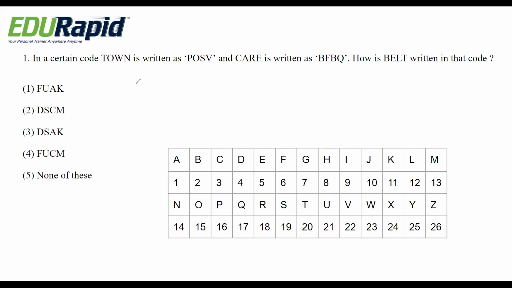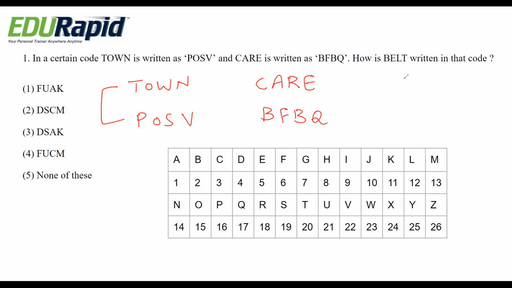First, write down the example: for TOWN, it is written as POSV. First, you have to think in what way these are related. And also for CARE, it is written as BFBQ. So similarly, what is the code for BELT? For that, you have to know this table.